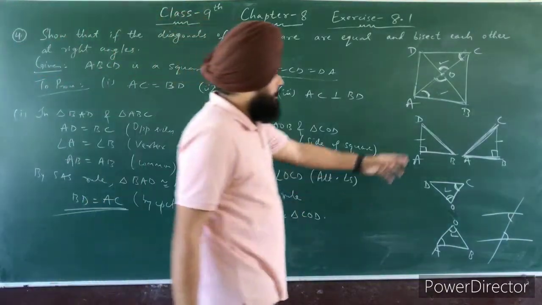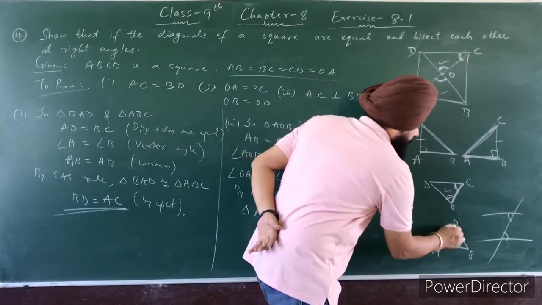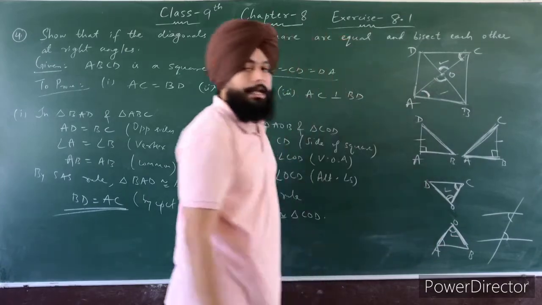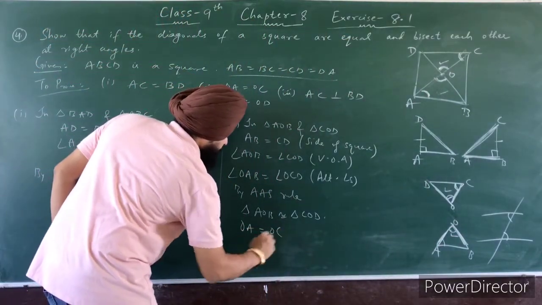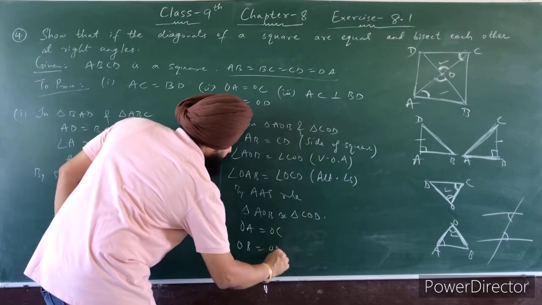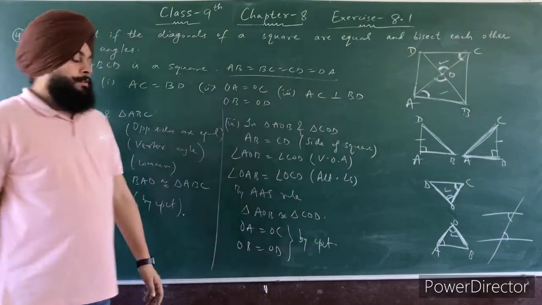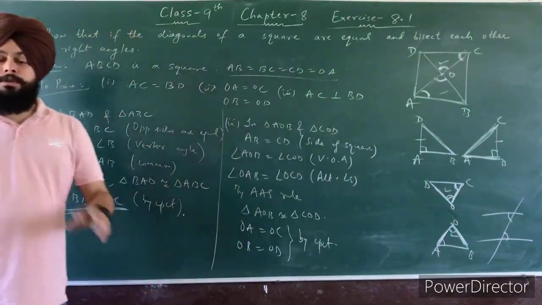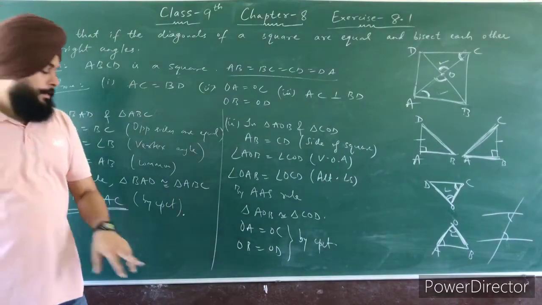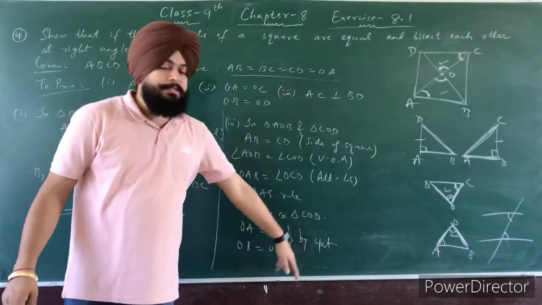So if you can prove these two triangles congruent, then you can take OA is equal to OC and OB is equal to OD by CPCT. Because when we prove the triangles congruent, you can take any two of its corresponding parts equal. Alright. So we can take OA equal to OC and OB is equal to OD by CPCT.